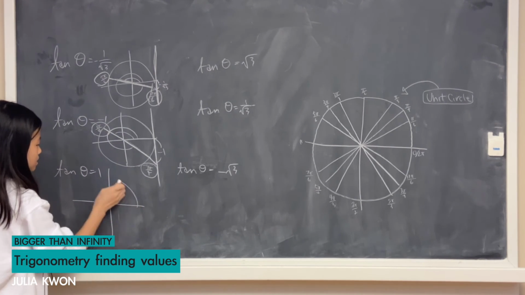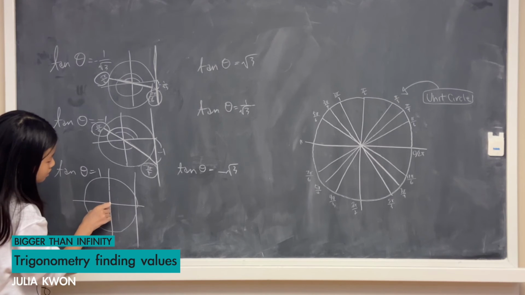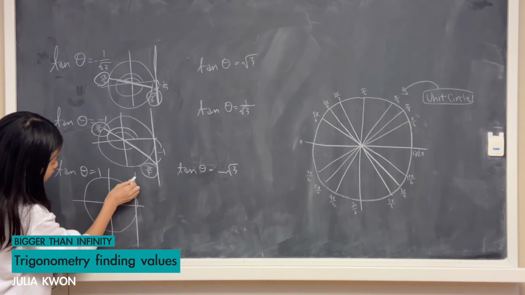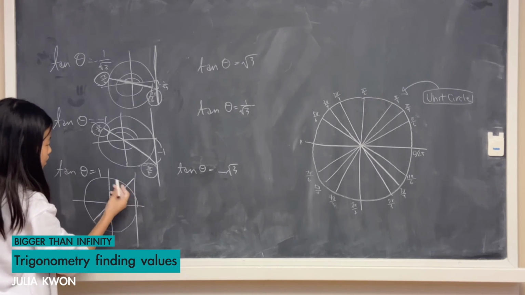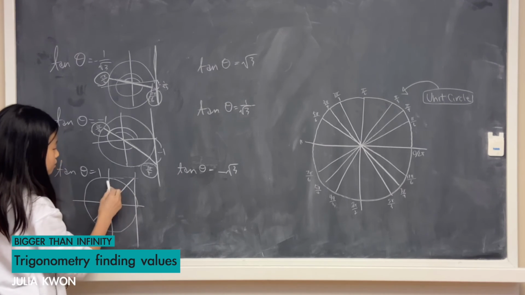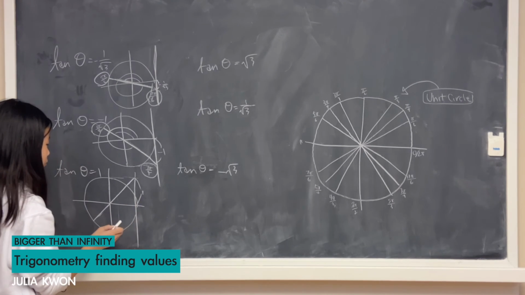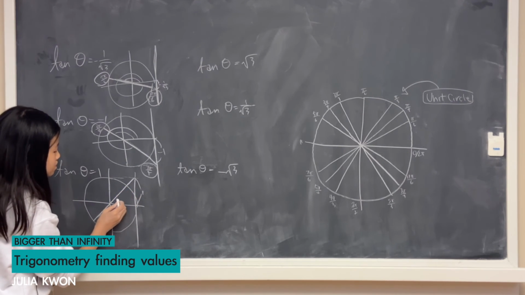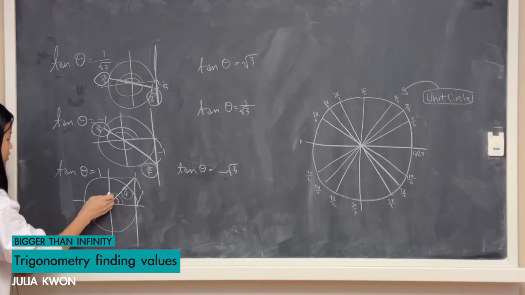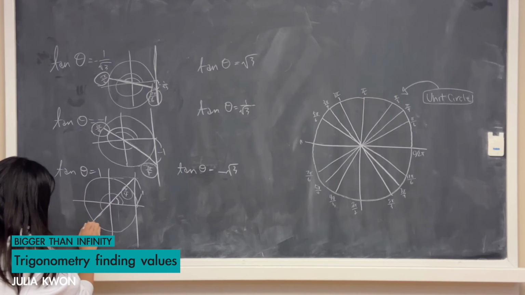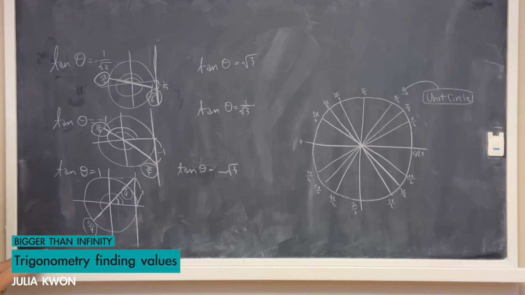For when tangent theta is equal to positive 1, it would be at like here. And again, it's pretty obvious since the radius is 1 and these are symmetrical. So this length here is positive 1, and this radian is pi over 4, and this radian here is 5 pi over 4. These two radians are the theta for this equation.